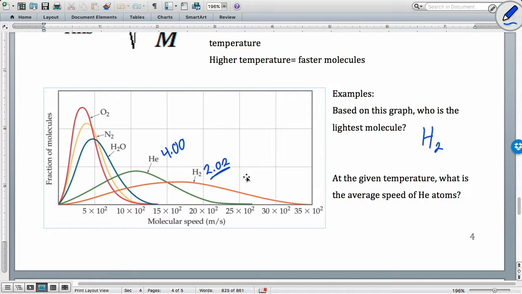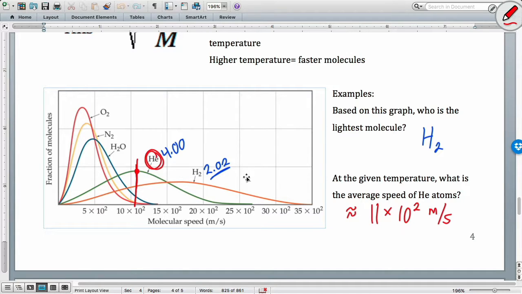At the given temperature, what is the average speed of these He molecules? To get the average, you just go to where the graph is the highest and go straight down from there. So it's somewhere in between 10 times 10 to the second, which is 1,000 meters per second, and 15 times 10 to the second. So I'm going to guesstimate it's probably somewhere around 11 times 10 to the second meters per second. I think somewhere around there. But you're just looking at where that highest point is.